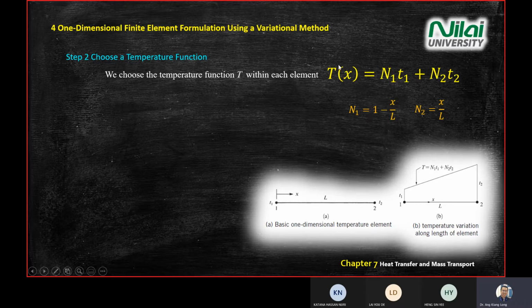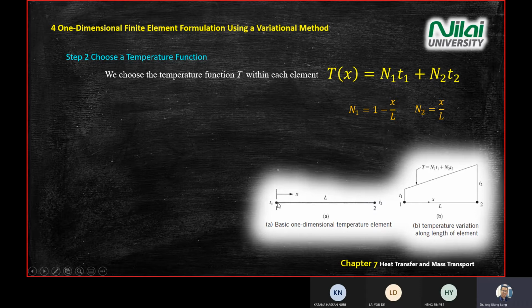Yeah, so make sure this is the important equation for this second session, because you need to calculate your temperature function. You start with the general equation, T equal to N1 T1 plus N2 T2. And this is the standard equation for the shape function, N1 equal to 1 minus X divided by L, and N2 equal to X divided by L. It depends on the location you're looking at.